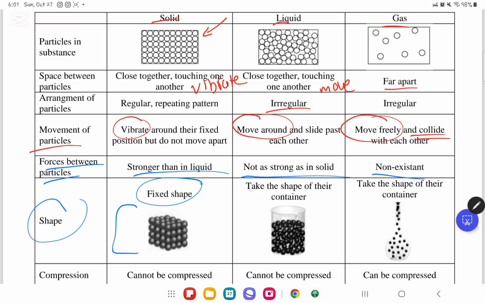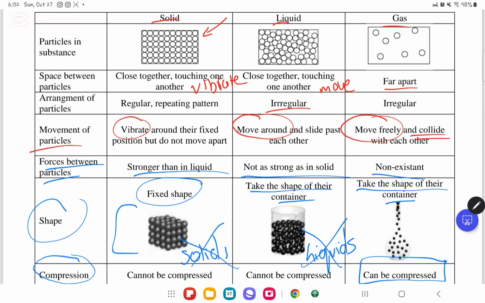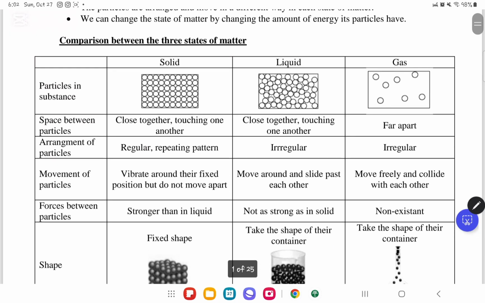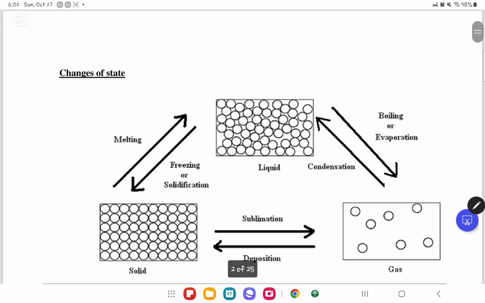Then for the liquid, it takes the shape of its container, and the very same thing goes for the gas. However, when we're talking about compression, you should know that solids and liquids cannot be compressed. The only state that can be compressed is gas. So this was a quick brief summary about the 3 states of matter. So now we move to the changes of state.